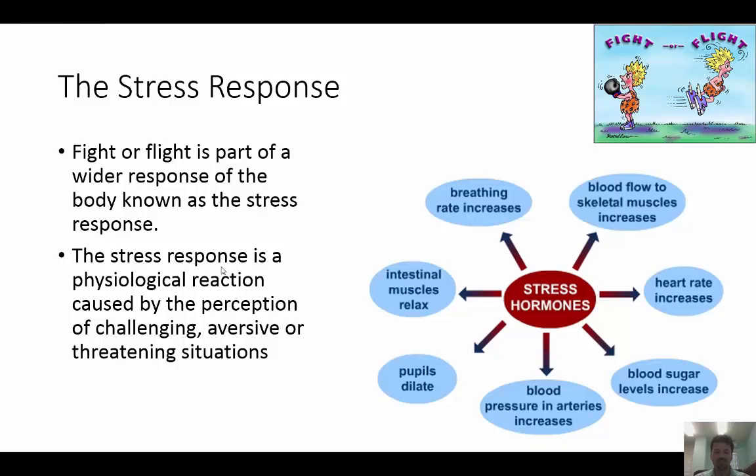But the stress response is much bigger than just the autonomic nervous system. It includes a number of stress hormones that get released into the blood, and they do a lot of the same things that the autonomic nervous system does. They increase blood pressure, they increase respiratory rate, they increase blood flow to the skeletal muscles, they increase your blood sugar levels. And so the autonomic nervous system is an integral part of the stress response.